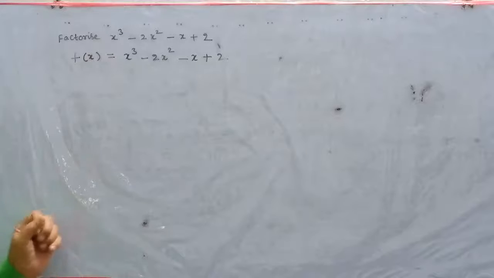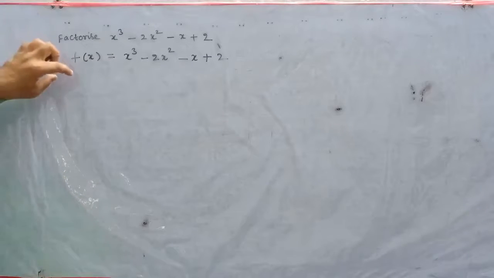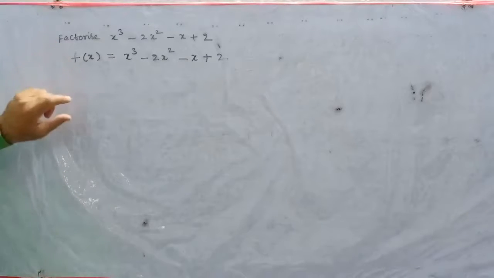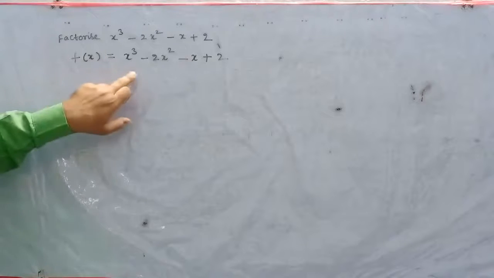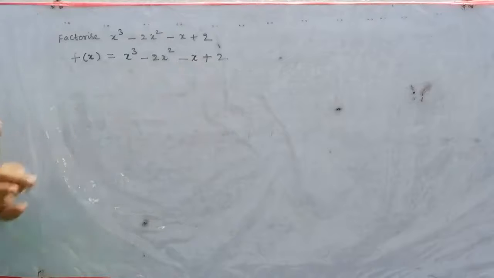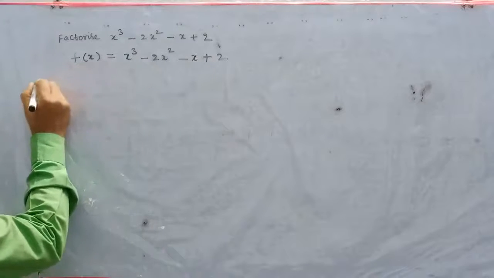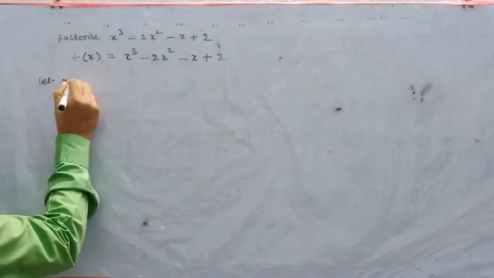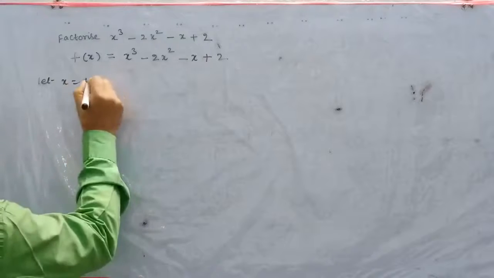So what is the trial and error method? We have to substitute x is equal to 1, minus 1, 2, minus 2, 3, minus 3 like that. Wherever we get 0, then it is a factor of f of x. Now, first one, let x is equal to 1.